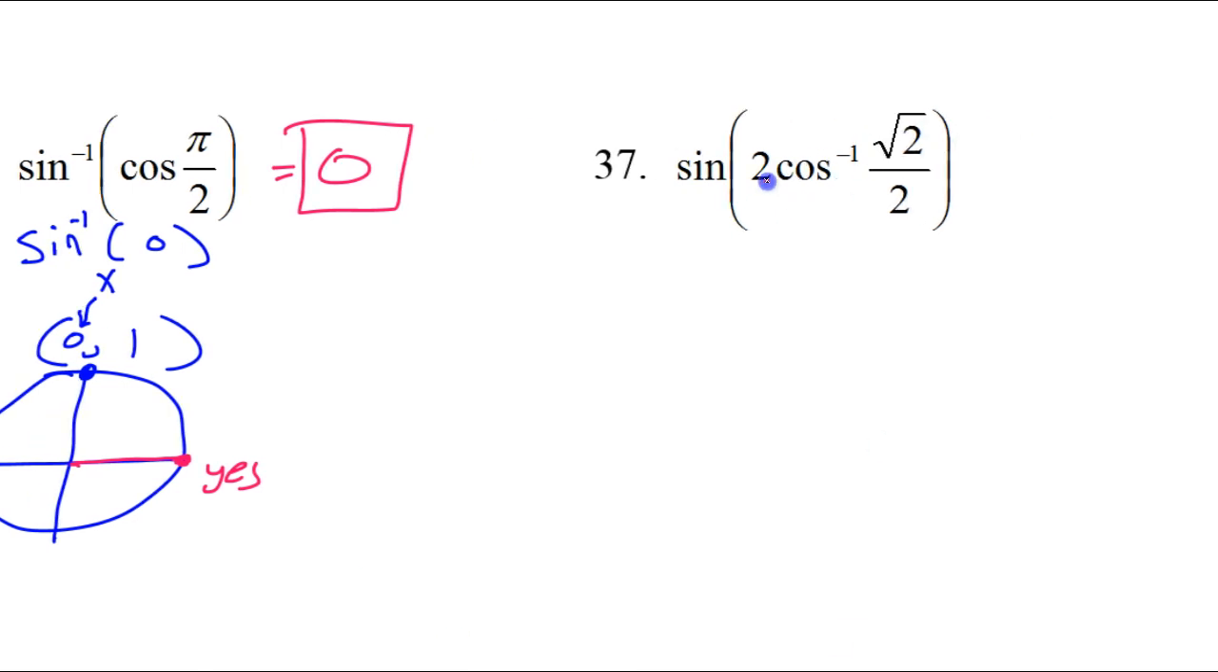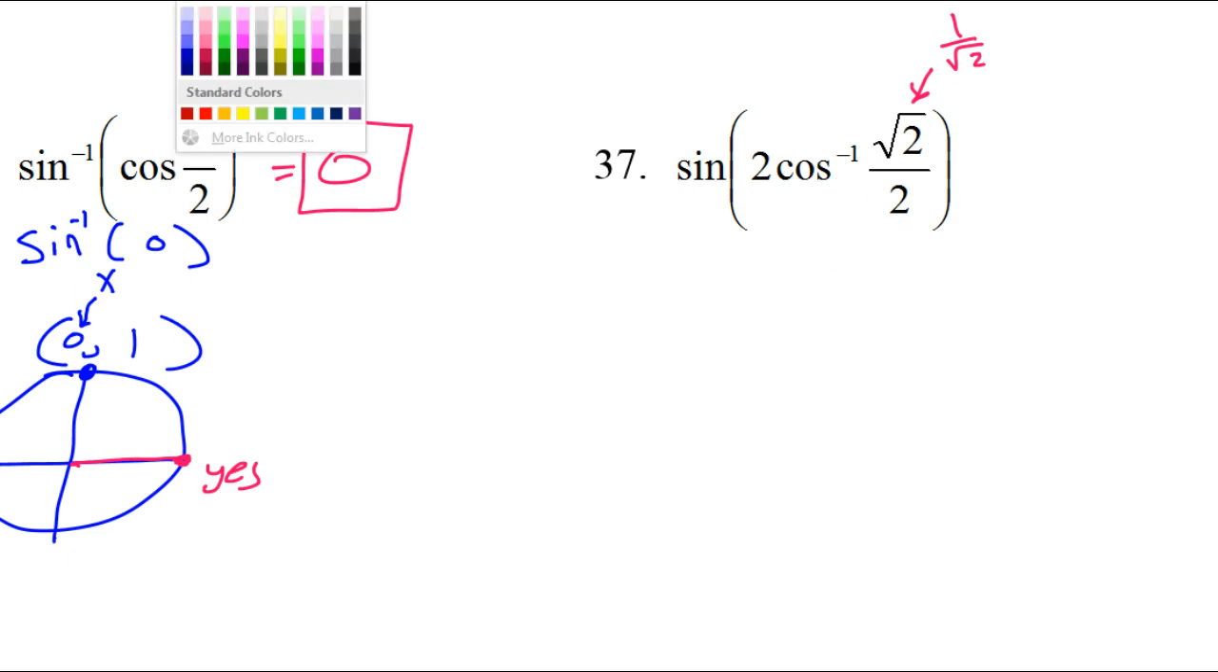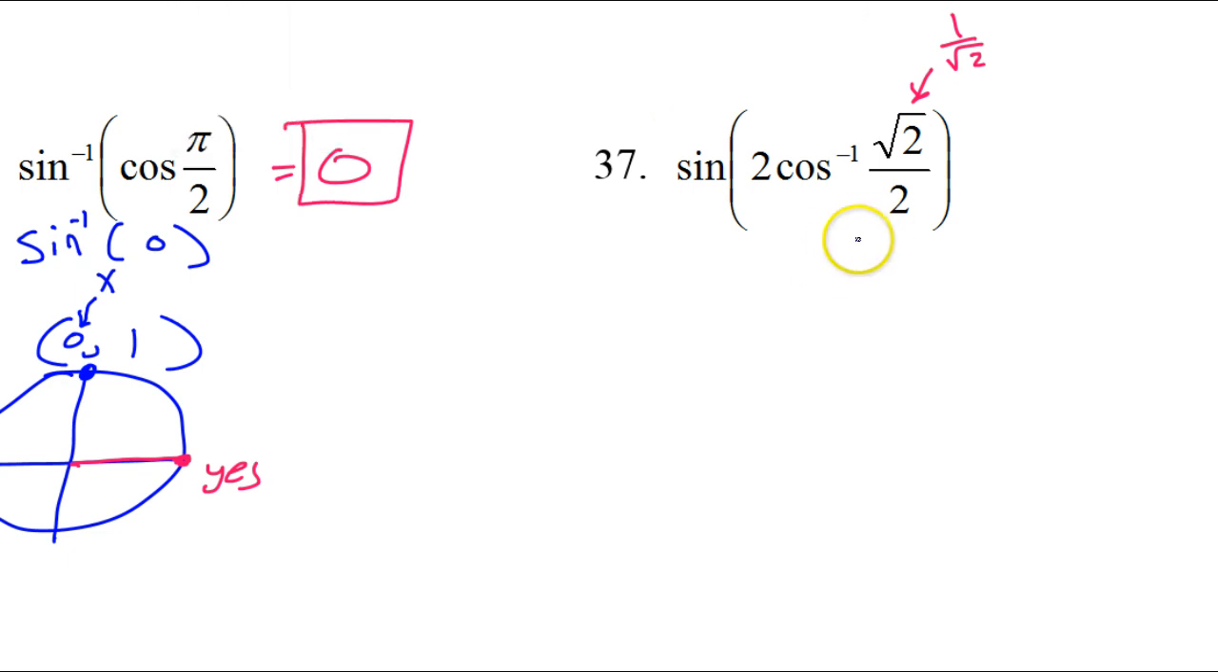Okay, there's this extra 2 in here, but I don't really have to worry about that right now. Right now, I'm just going to evaluate the inverse cosine of radical 2 over 2. Of course, radical 2 over 2 is the same thing as 1 over radical 2. Inverse cosine is just an angle. It's the angle whose cosine is 1 over radical 2. This is something that we have memorized. The cosine of pi over 4 is radical 2 over 2. So this is pi over 4.